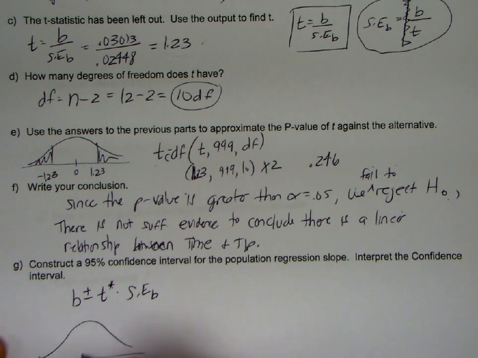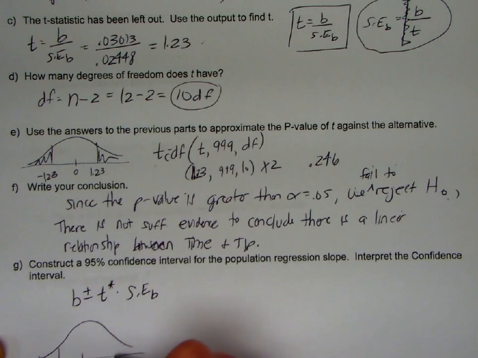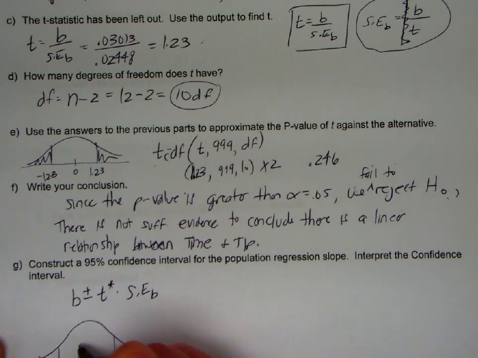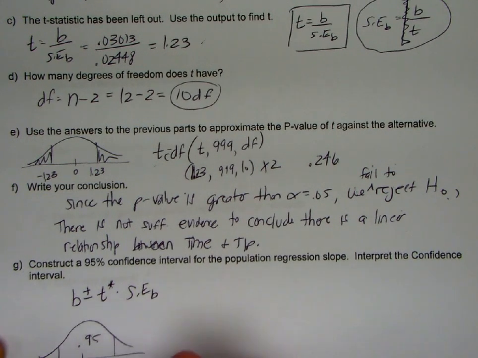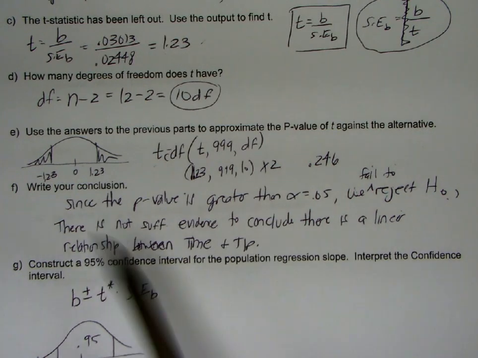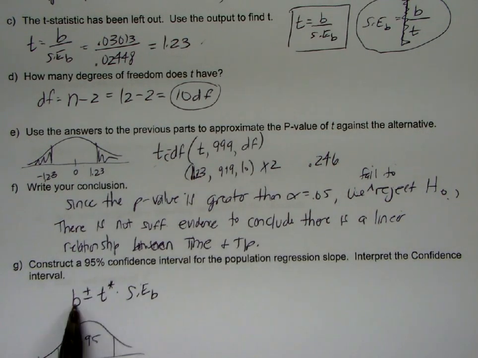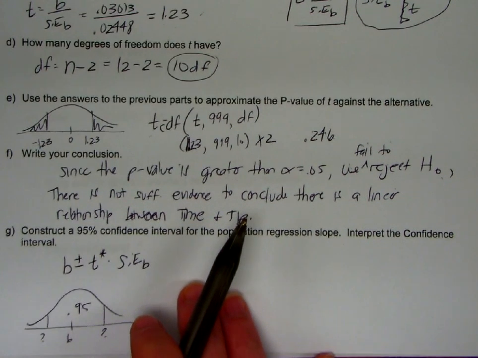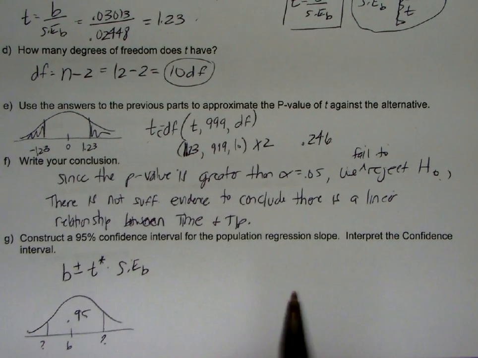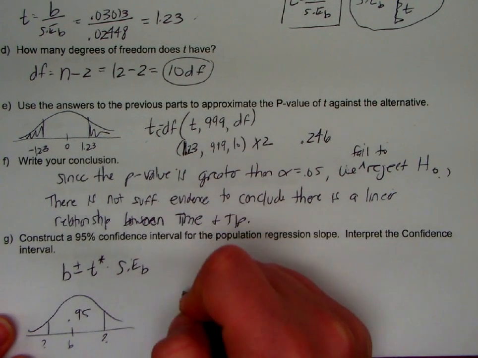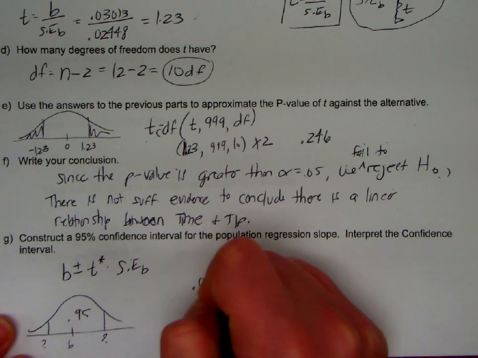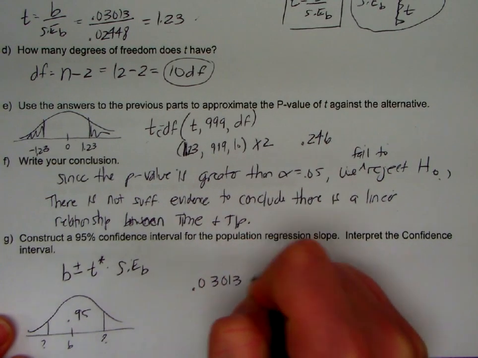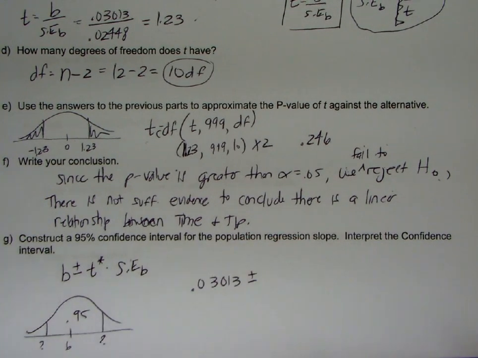Remember the visual here. The sample goes in the middle, plus or minus how many standard deviations. Your job is to find these numbers. From page 5, statistic plus or minus critical value times the standard deviation of the statistic, which is of slopes. So we're going to take our b, which is 0.03013, that's a sample slope, add and subtract our t star.